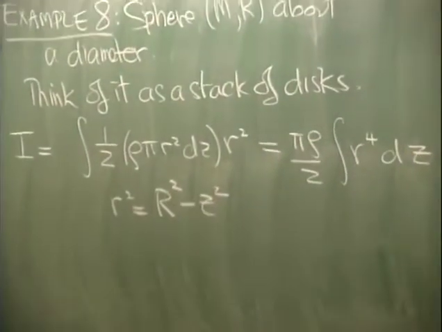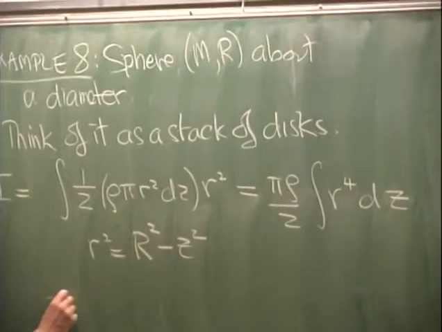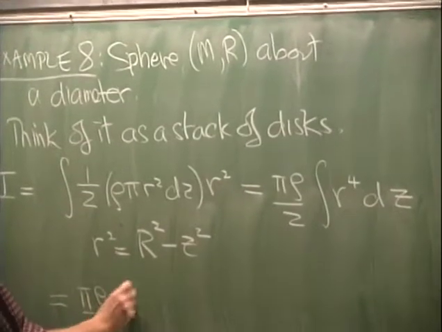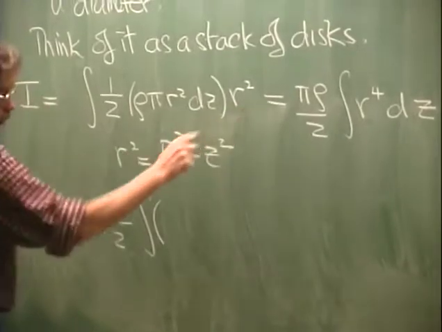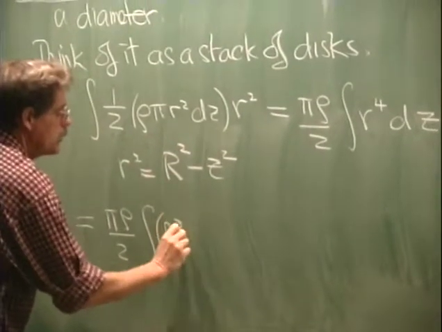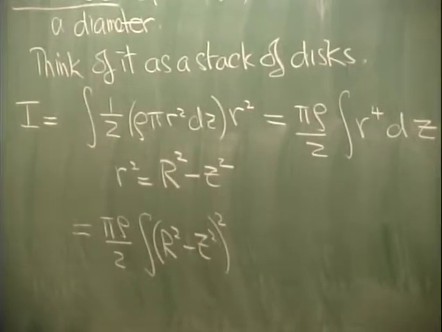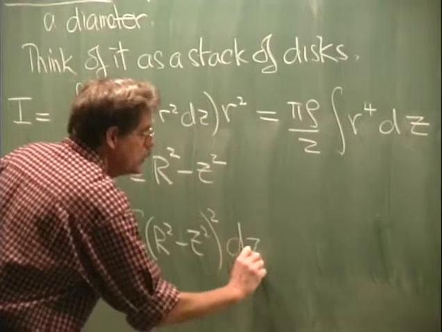There it is. Now I substitute that in for the little r, and I got something I can actually integrate. Pi rho over 2 times the integral of r to the fourth, I'm sorry, so this thing, capital R squared minus z squared, quantity squared, because this is r squared and I need to square that guy, times dz.